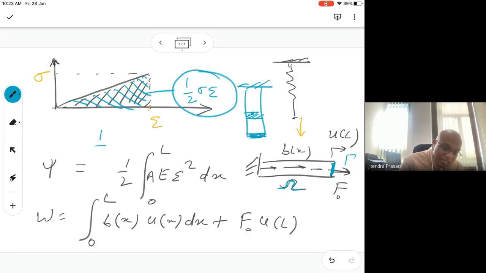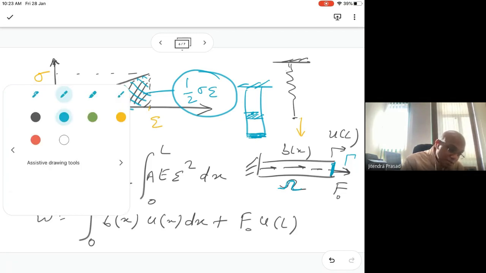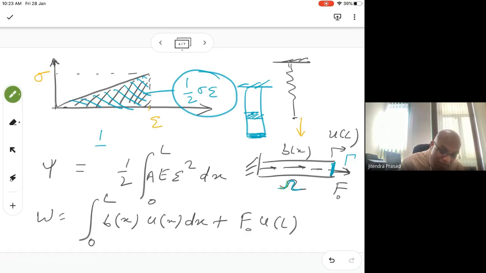You can also write gamma, which denotes the boundary, and omega, which is the body. Maybe I should have used a different color. So let's say this is green. The green means the body or the domain, and gamma means boundary.